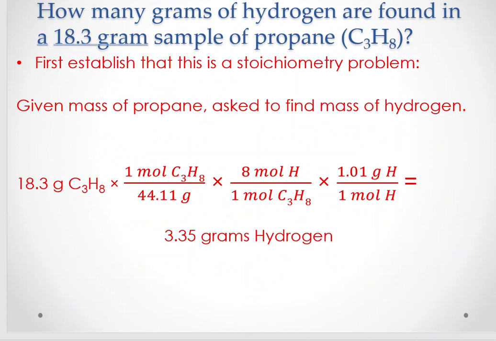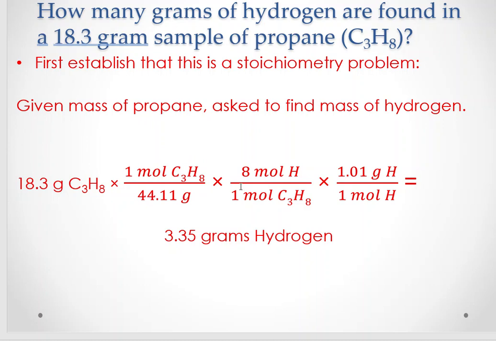All right. So how many grams of hydrogen are found in an 18-gram sample of propane? So again, we have stoichiometry because I was given propane and I was asked for hydrogen. So step 1, know the recipe. So I have to know the formula for propane. They gave it to me there. Take what I'm given, grams of propane, convert it to moles. How do I do that? I divide by the molar mass.